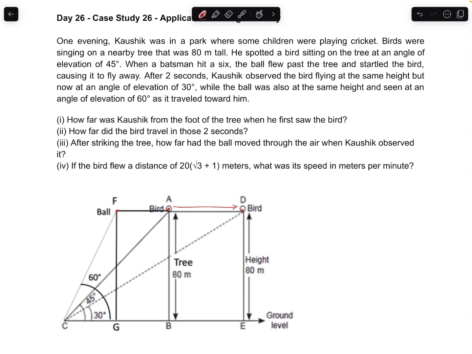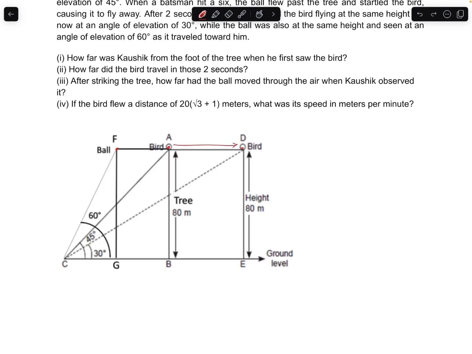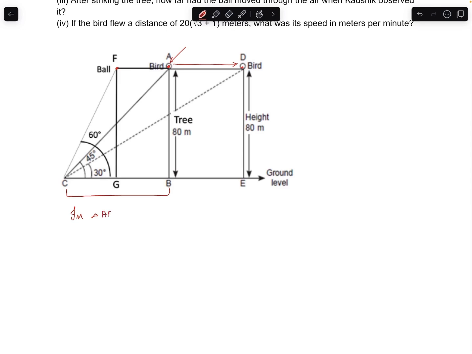Question 1. How far was Kaushik from the foot of the tree when he first saw the bird? The initial position of the bird is A. So here the distance refers to CB. In triangle ABC, tan 45 is equal to AB upon CB. CB is what we have to figure out. Tan 45 is 1 is equal to 80 upon CB. So CB is also 80 meters. He was at a distance of 80 meters from the foot of the tree.